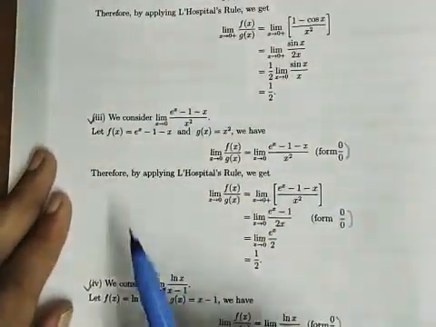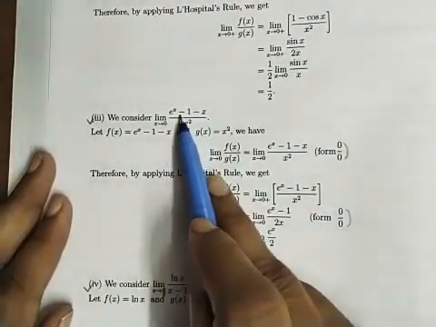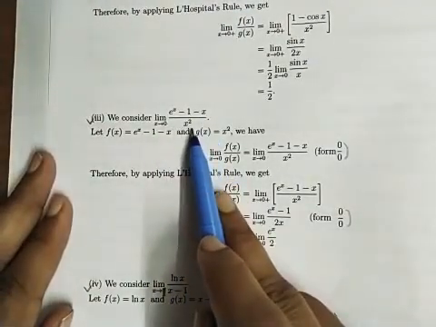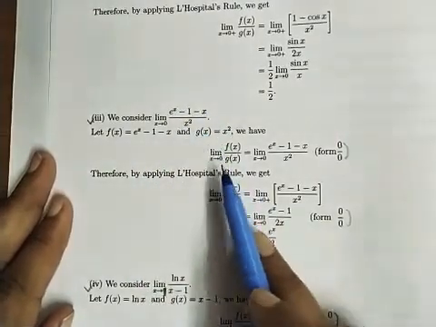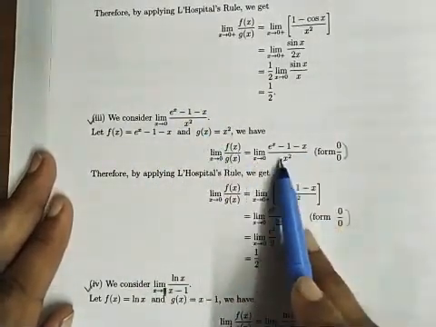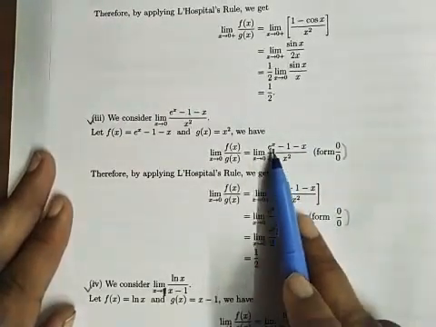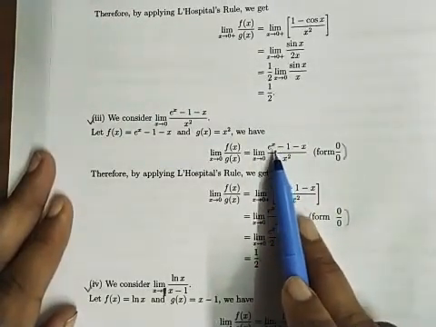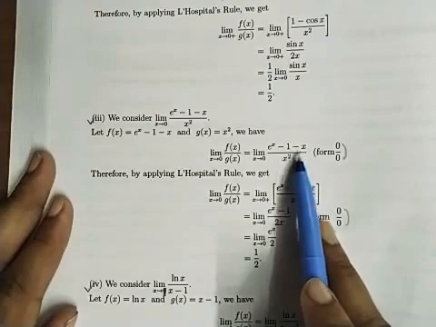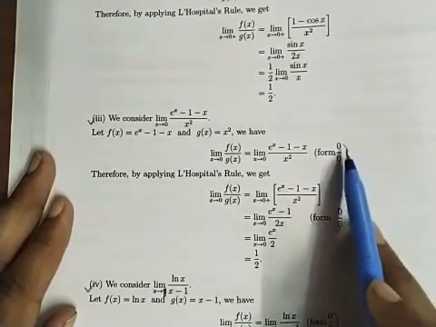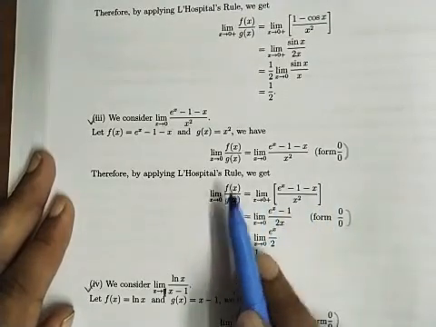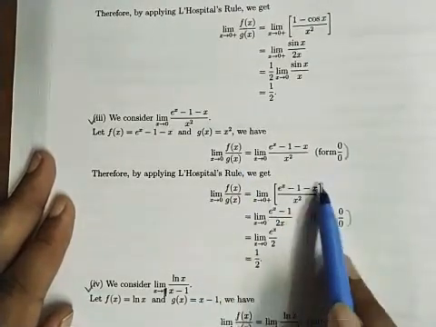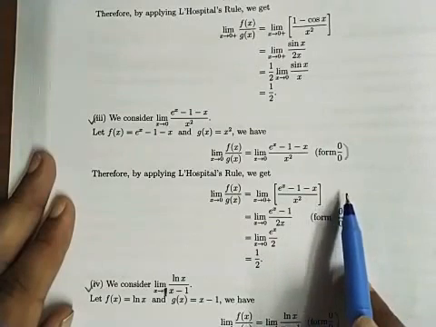Next example, limit x tends to 0, (e raised to x minus 1 minus x) upon x square. This is f(x), numerator f(x), denominator g(x), so limit f upon g is limit of the given function. If we apply x tends to 0, what we get? e raised to 0, that is 1, minus 1, 0 minus 0 upon 0, so it is 0 upon 0 form. So we use L'Hospital rule. So it is 0 upon 0 form.